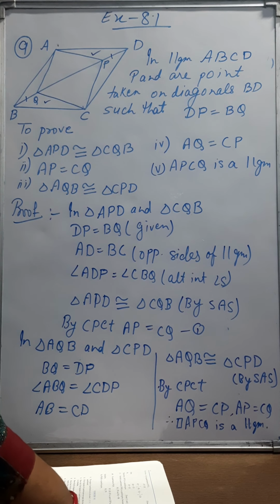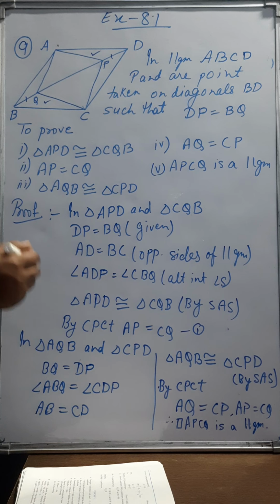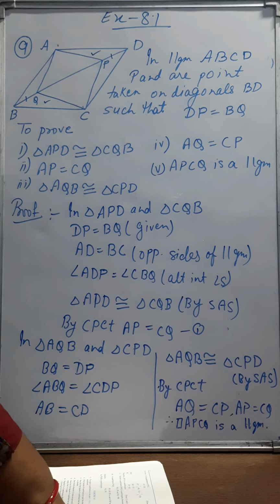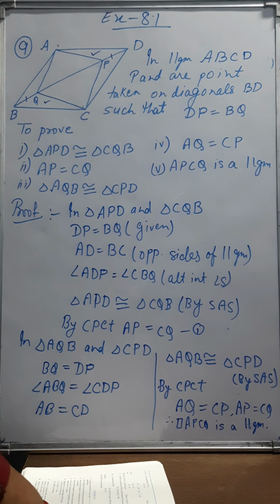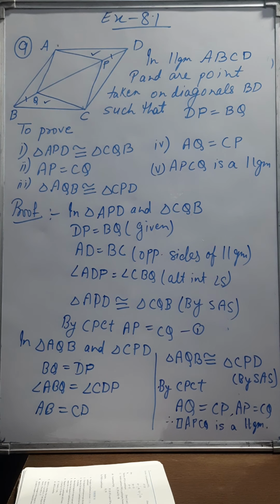taken on diagonal BD such that DP is equal to BQ. We have to show that triangle APD is congruent to triangle CQB. Second, AP is equal to CQ. Then triangle AQB is congruent to triangle CPD and AQ is equal to CP. Also we have to prove that APCQ is a parallelogram. So I have written all this information which is given in the question.